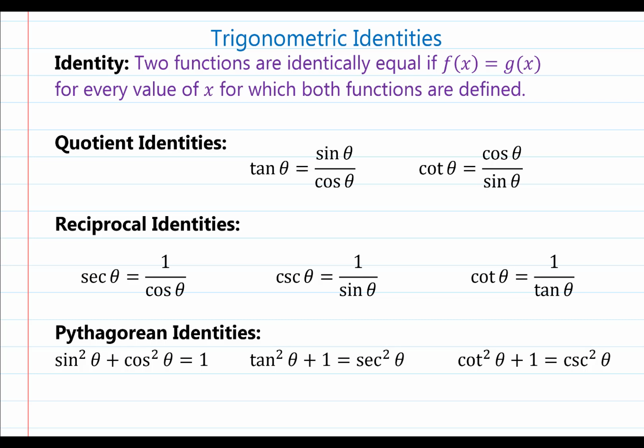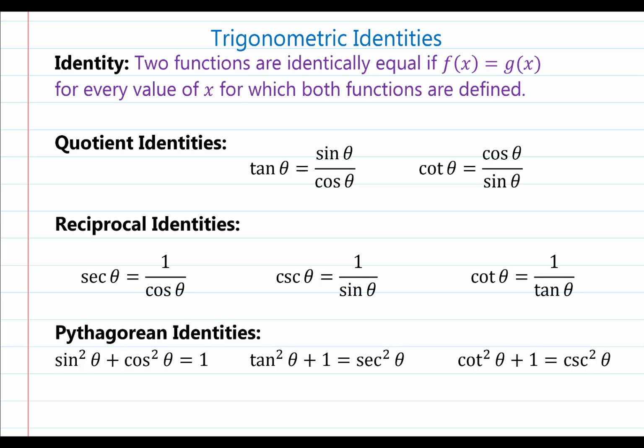We have the quotient identities, which is tangent of angle theta is equal to sine of angle theta over cosine of angle theta, and cotangent of angle theta is equal to cosine of angle theta over sine of angle theta. Next, we have the reciprocal identities, which is secant of angle theta is equal to 1 over cosine of angle theta, cosecant of angle theta is equal to 1 over sine of angle theta, and cotangent of angle theta is equal to 1 over tangent of angle theta.